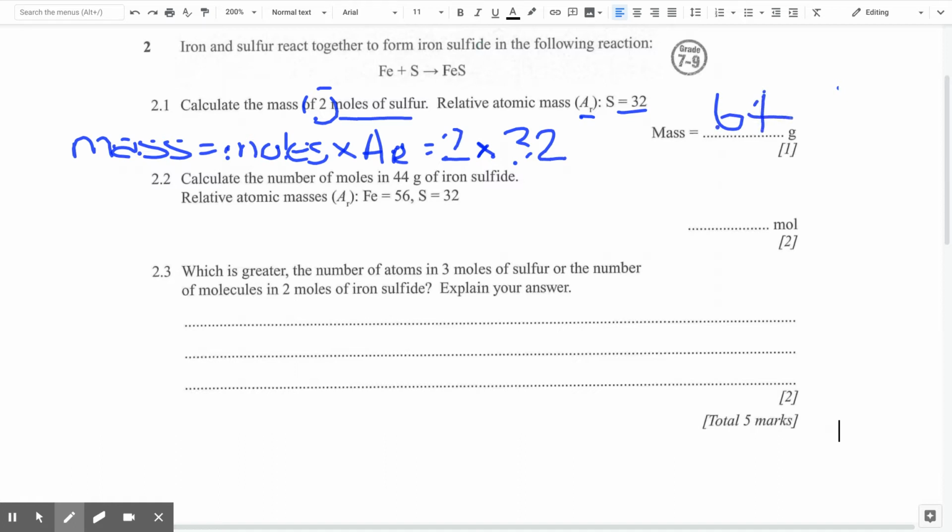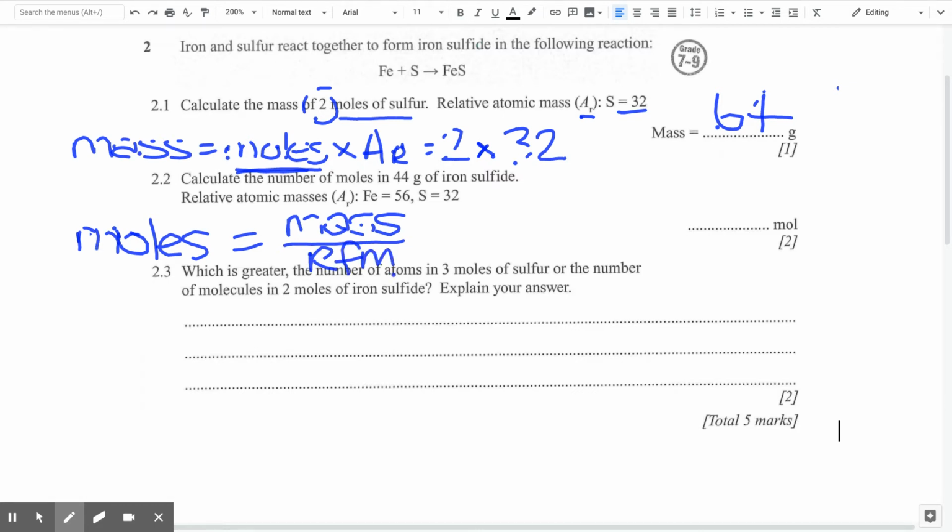If we move on to the next question, it's calculating the number of moles in 44 grams of iron sulfide. So this is asking us for the number of moles. We had a mass equals moles times RFM equation in the first one, but this time the question is asking us to calculate the number of moles. We do that by taking the mass of the substance and dividing that by the RFM of the substance that we are looking at.